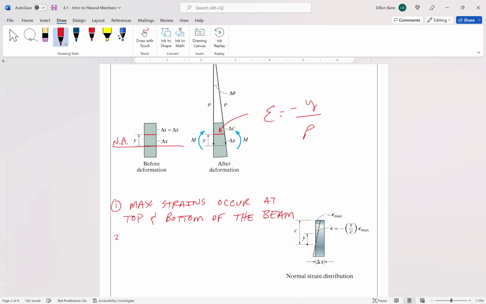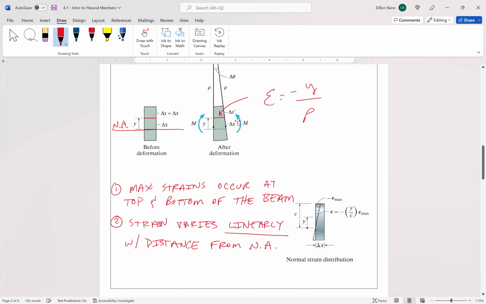And our second observation from that equation is that our strain varies linearly with distance from the neutral axis. It's just a linear function. So if we're X amount of distance away from the neutral axis, we get some strain, and if we're 2 times that, we get twice that strain. So it's just a linear function with distance from the neutral axis.